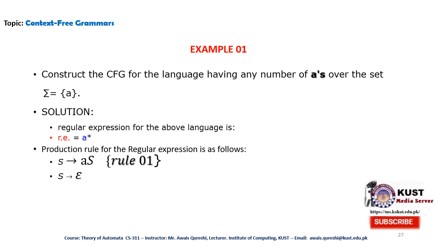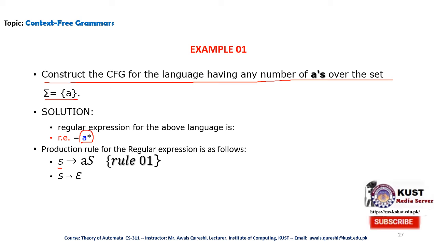Examples. So this is example number one. Construct a context-free grammar for the language having any number of a's over the set Σ = {a}. First of all, we should know the regular expression. a* is a regular expression, and this is also called a Kleene closure. So the production rule for the regular expression is as follows.